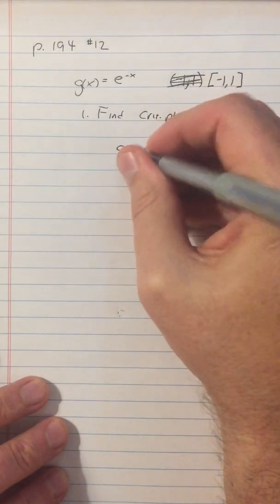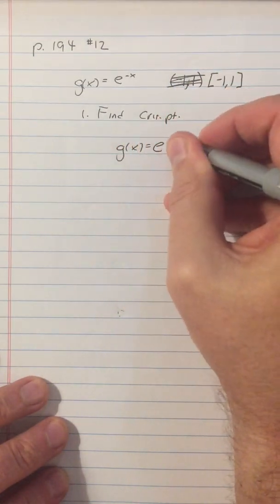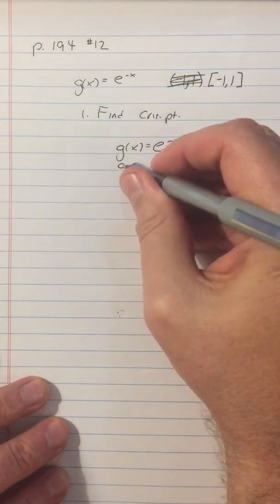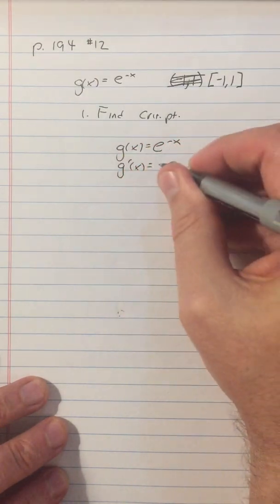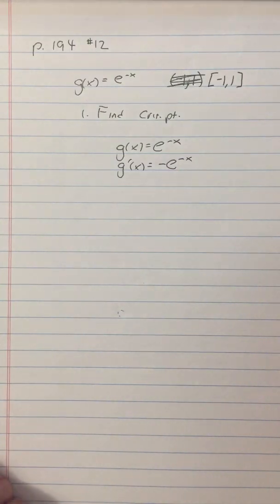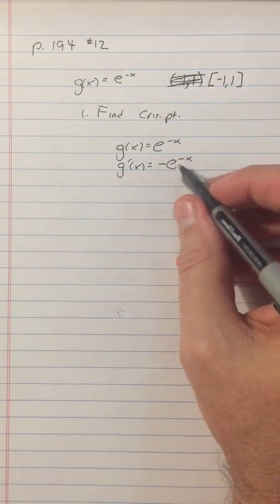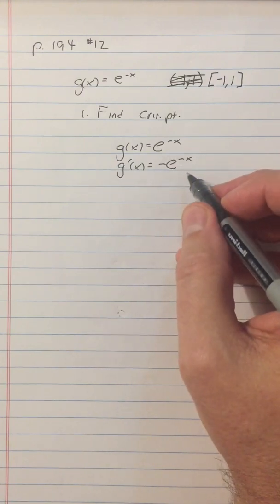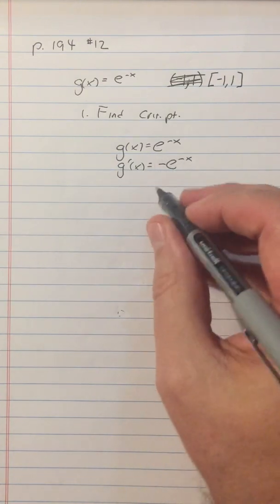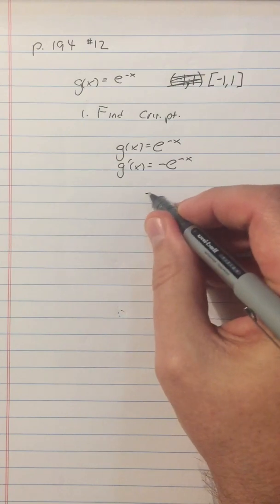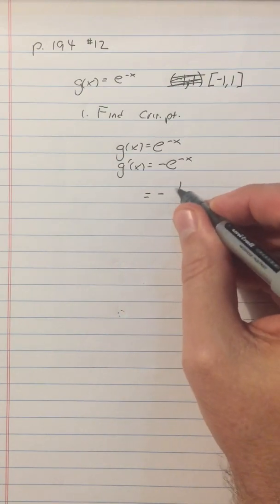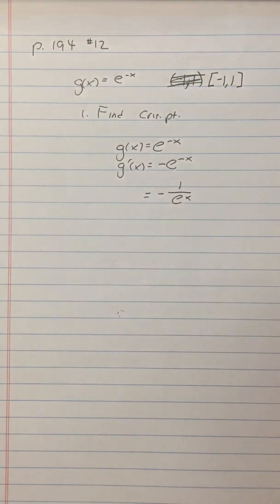All right, so our function is g of x equals e to the negative x. So the derivative of that is g prime of x equals negative e to the negative x. This is a chain rule, you can check it out. So I want to see where this is equal to 0. Sometimes when we're looking for critical points, it's easier to take our derivative and write it as a fraction. So this could also be written as negative 1 over e to the x, right?